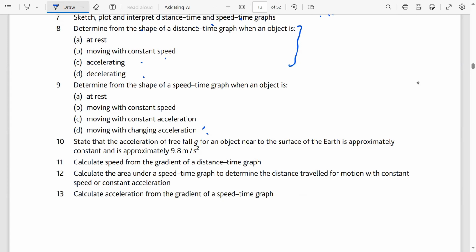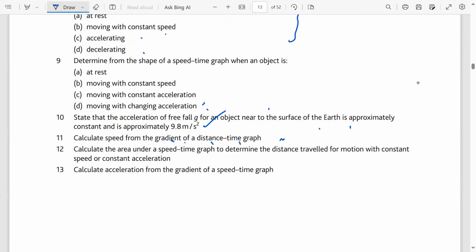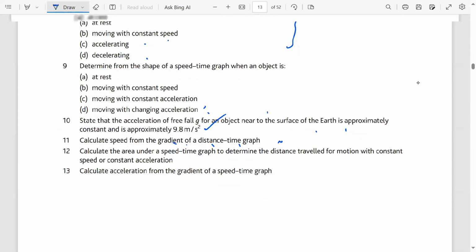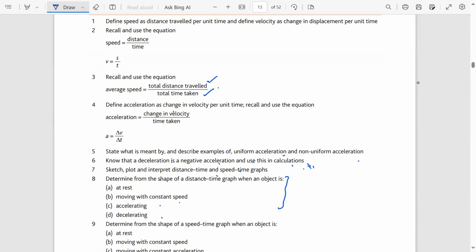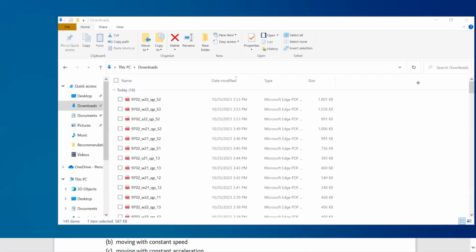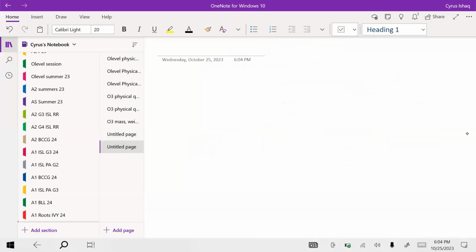We'll also see that the acceleration of free fall for an object near the Earth's surface is 9.8. We will calculate the speed from the gradient of distance time graph. And we'll also talk about speed time graph to determine the distance traveled and acceleration from the gradient of speed time graph. So this is what kinematics is all about. This is all kinematics. Okay, so let us begin kinematics. Let's make it your favorite chapter.